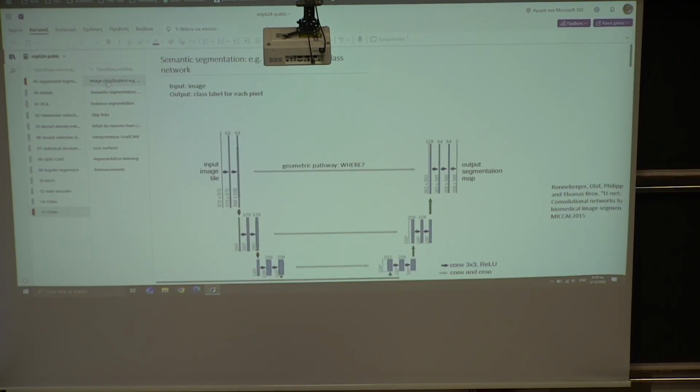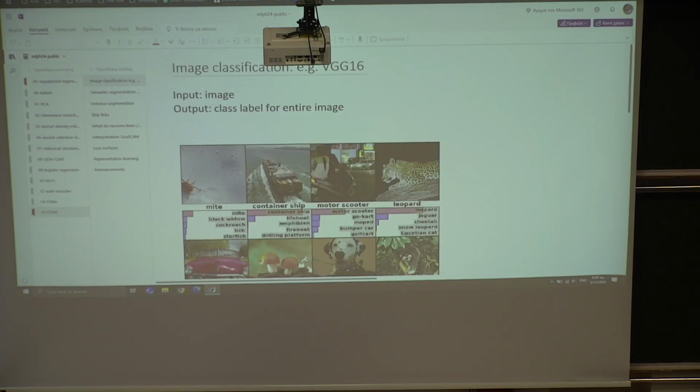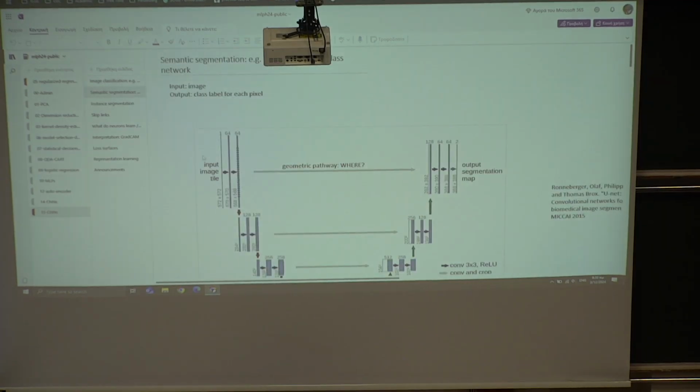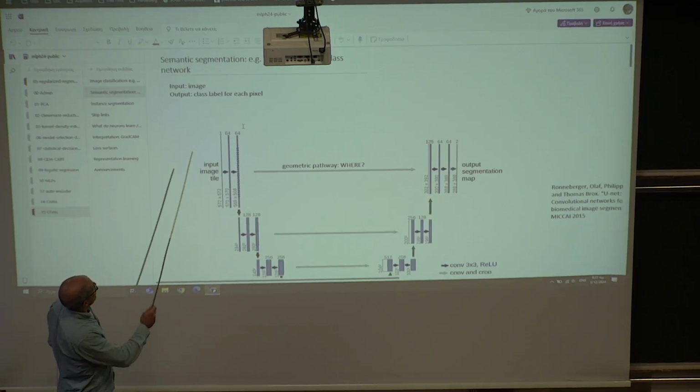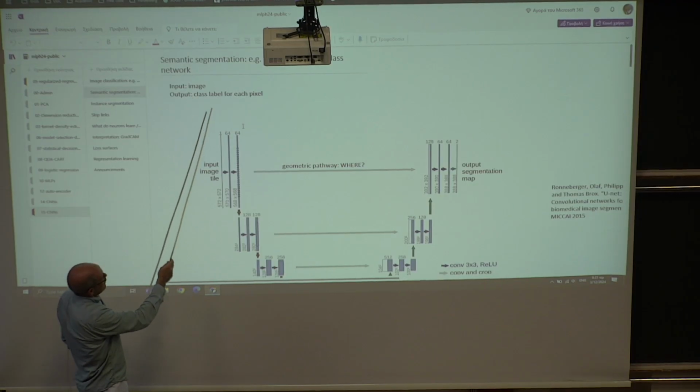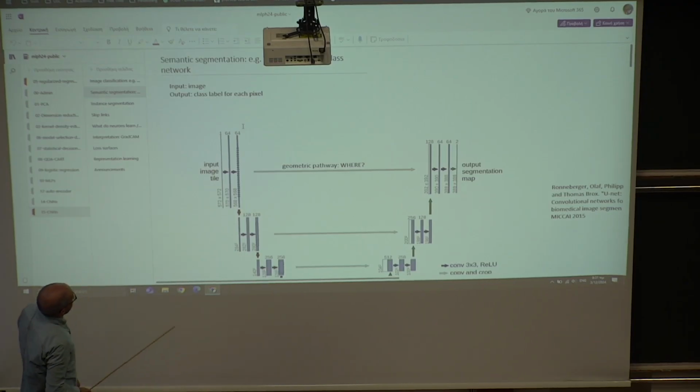Okay. This was image classification. So input is an image and output is a class label for the entire image. Another problem that we frequently see is semantic segmentation. So segmentation means we partition an image into regions, and semantic means we partition according to different classes that different regions may have. So one way of putting it is we insert an image and we output a class label for every pixel.